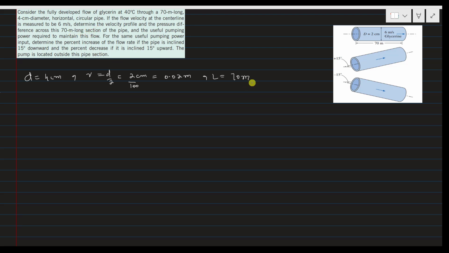Okay, so the density of the glycerin is 1252 kg per meter cube. It will be used in the problem, so that's why I'm writing it. Next is the dynamic viscosity. The dynamic viscosity of the glycerin at 40 centigrade is 0.3073 kg per meter second.